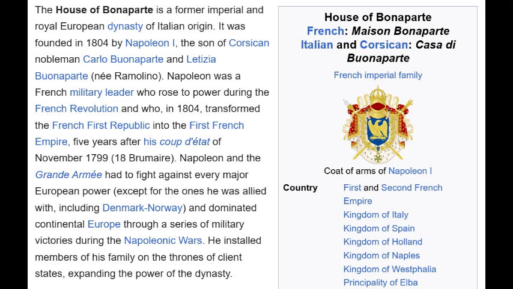Napoleon and the Grande Armée had to fight against every major European power except for the ones he was allied with, including Denmark and Norway, and dominated continental Europe through a series of military victories during the Napoleonic Wars. He installed members of his family on the thrones of client states, expanding the power of the dynasty. So there's a couple things to notice here.